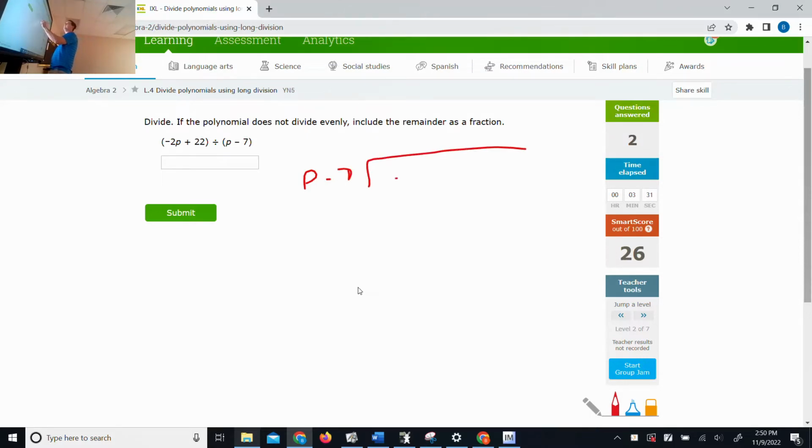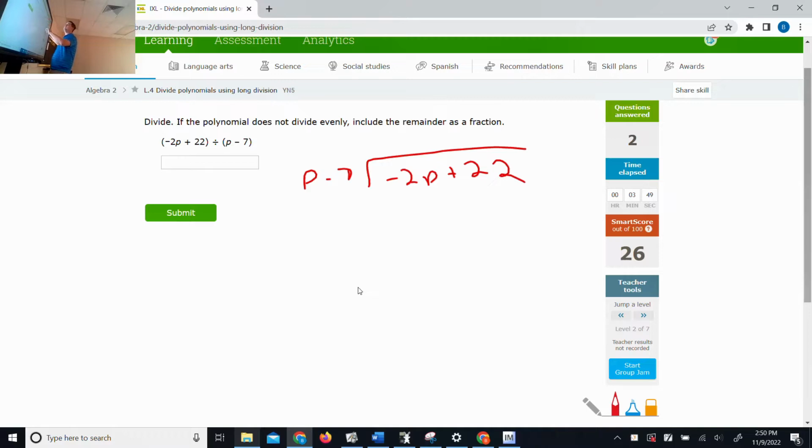And on the interior, negative 2p plus 22. And by the way, I can kind of glance this and tell you that the quotient up top above the vinculum is going to be negative 2. And we're going to have a remainder of probably 1 piece of something. So let's see what we get.